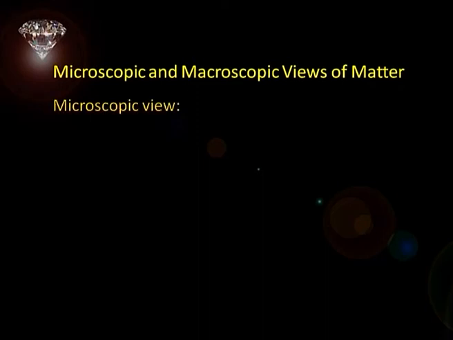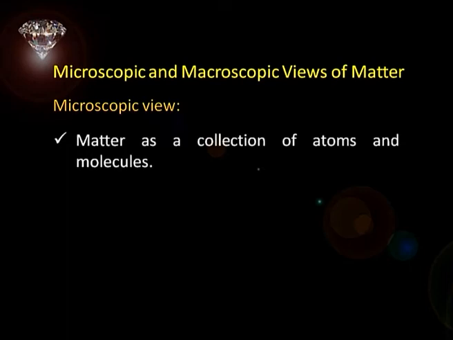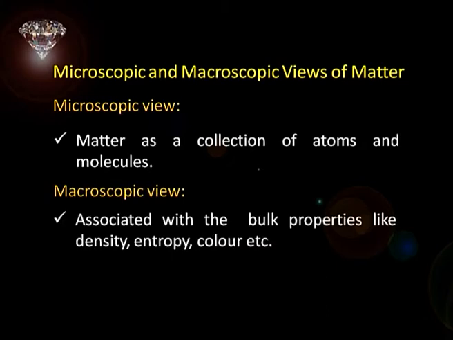In terms of the microscopic view, when we look at matter, basically matter can be seen as a collection of atoms and molecules. On the other hand, in the macroscopic world, matter can be seen in terms of the associated bulk properties, that is, the mass of the matter, density, entropy, energy, color, etc. So when you talk about the macroscopic world, we talk about things as a totality, whereas in microscopics we talk about the atoms and molecules.